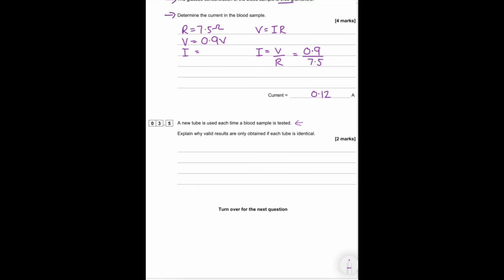A new tube is used each time the blood sample is tested. Explain why valid results are only obtained if identical tubes are used. We only want the glucose concentration to affect the resistance, so the volume should be kept the same by using identical tubes.